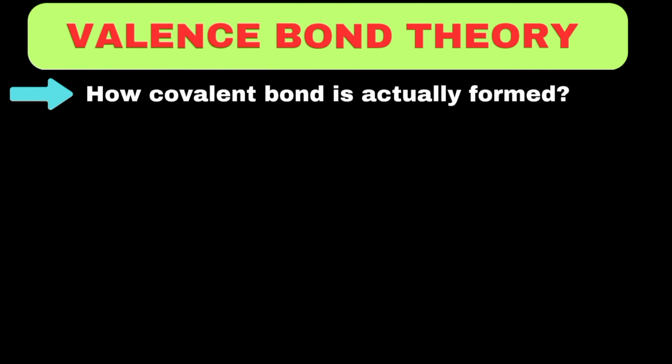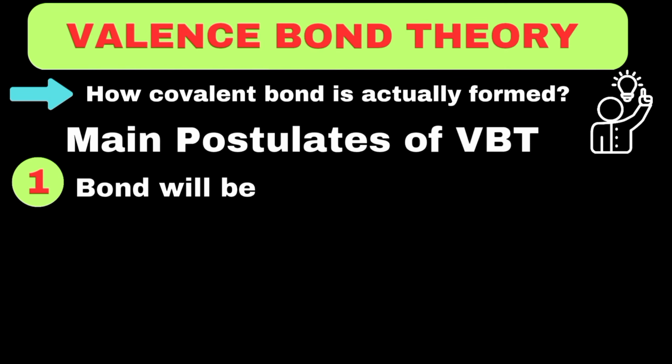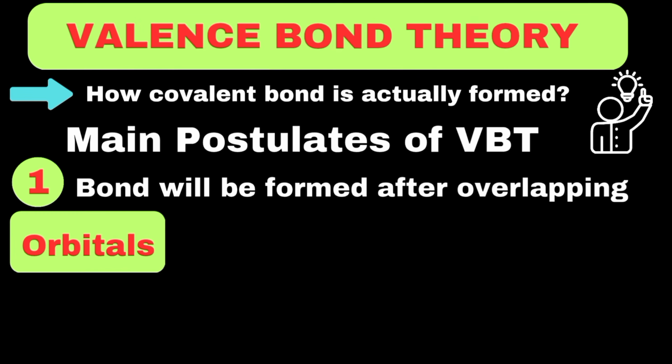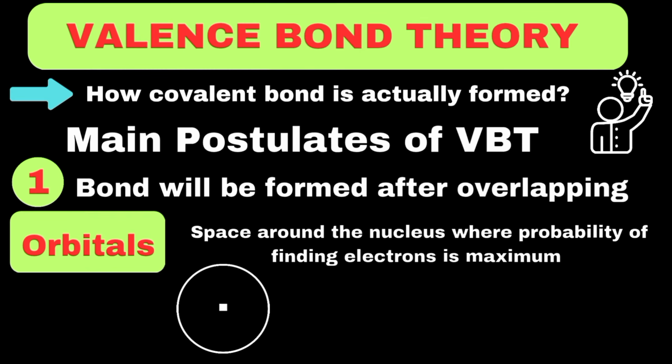Valence bond theory explains how a covalent bond is actually formed. To understand it deeply, first we need to learn the main postulates of valence bond theory. The first and most important postulate says that a covalent bond is formed by the overlapping of atomic orbitals of two atoms. We must understand that orbitals refer to the space or region around the nucleus where the probability of finding an electron is maximum. In simple words, we can say that an orbital is a region where an electron is present around the nucleus.